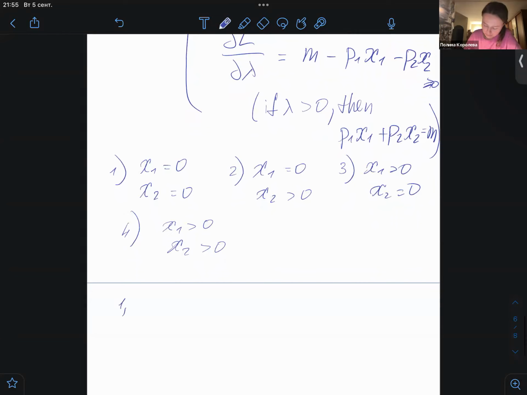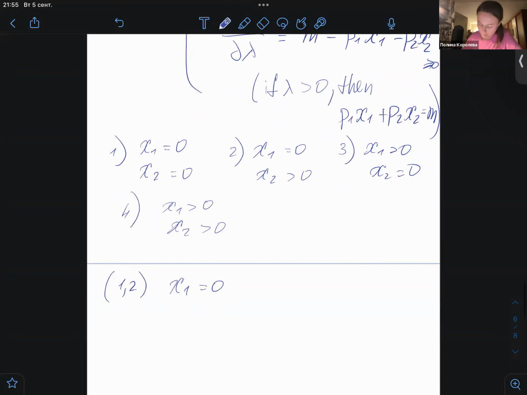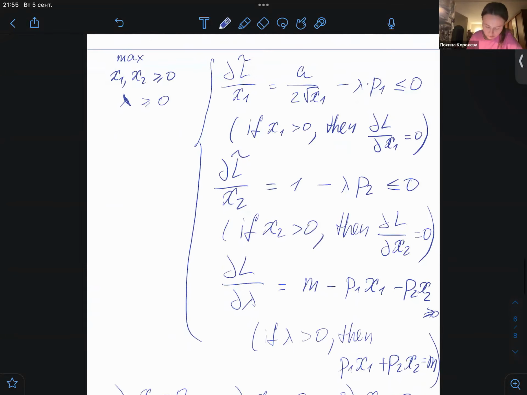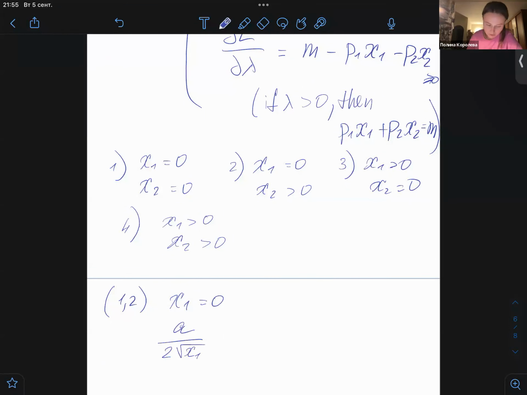So what about the first two? First two, easy. Because if x1 equals 0, then marginal utility goes to plus infinity. Yes, the marginal utility of the first good. Put it into the derivative by x1: A over 2 square root of x1. If x1 is near 0, this is near plus infinity. So here there will be no solution.